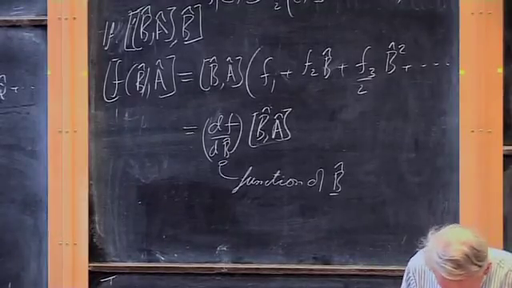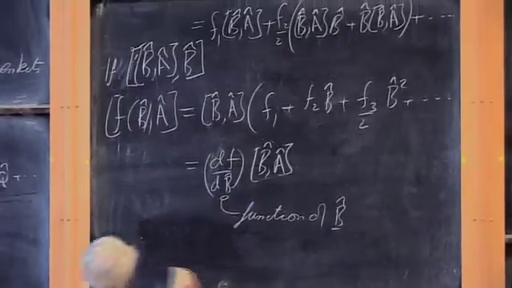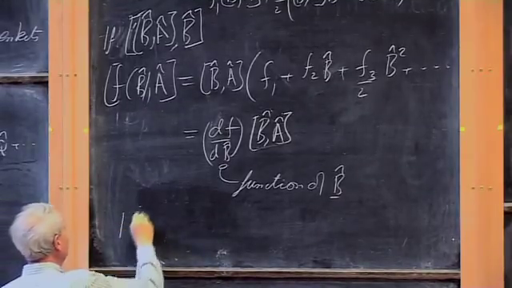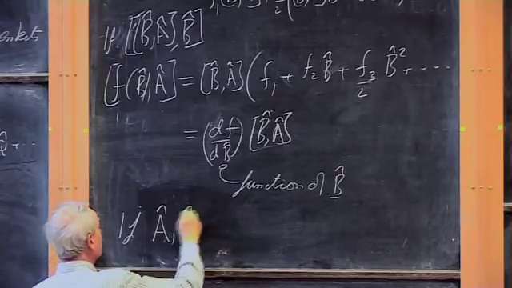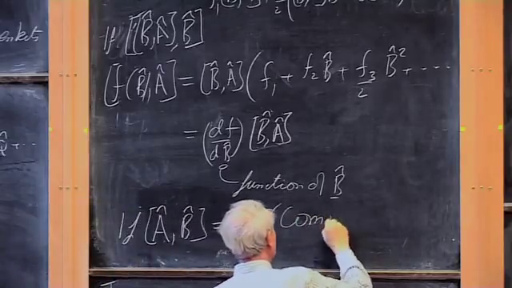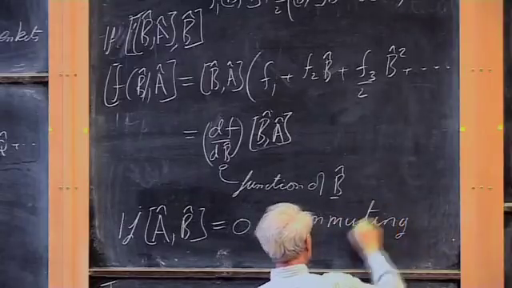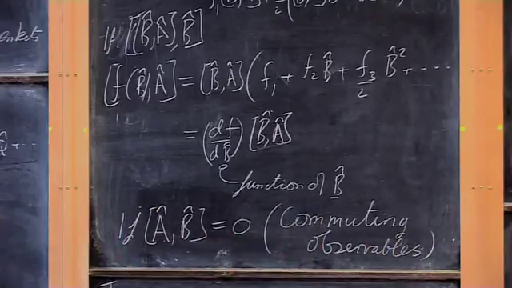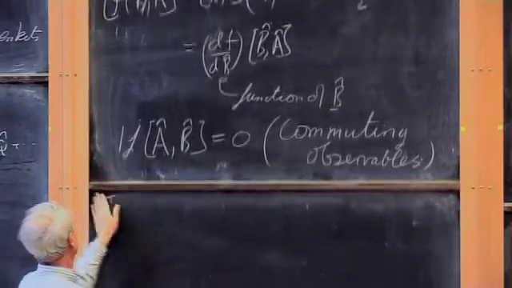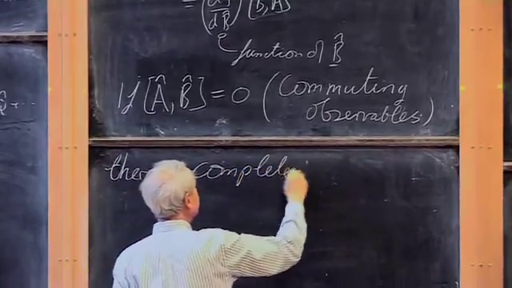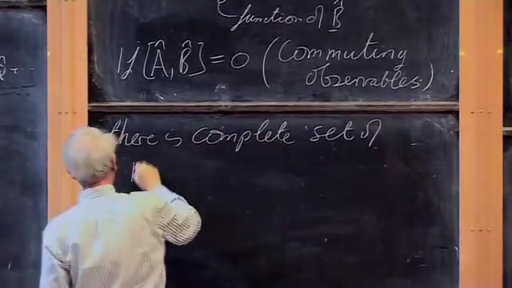And there's one other thing that now needs to be discussed, which is the physical implications of A commuting with B. So if A hat comma B hat equals naught, we say commuting observables. Then the mathematicians assure us, we have a theorem, and the theorem is that in this case, there is a complete set of mutual eigenkets.